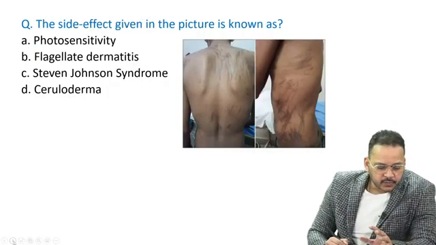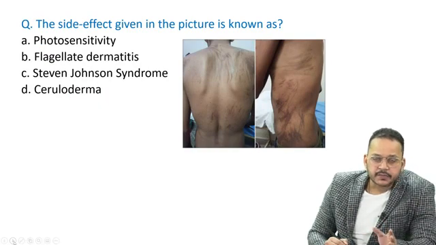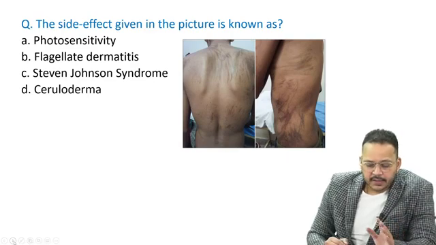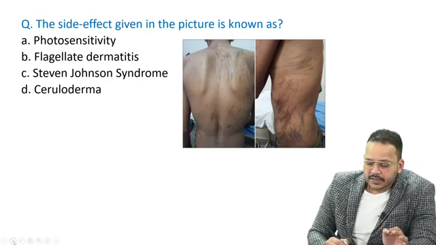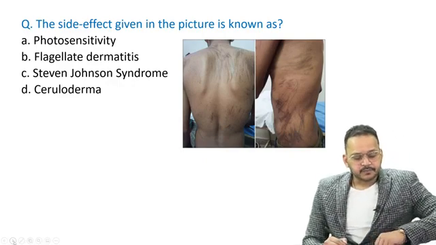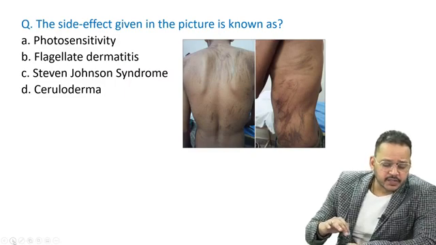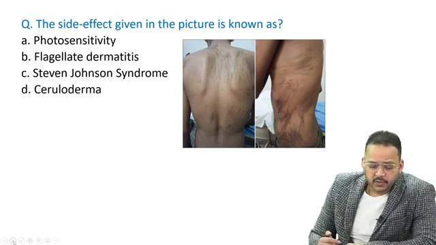Right, guys. Now coming to anti-cancer drugs. We have discussed the first part, which was endocrinology. The side effect given in the picture is known as: photosensitivity, flagellate dermatitis, Stevens-Johnson syndrome, or scleroderma? This has been asked in your exam. I've just changed it and I'm asking you what this is.